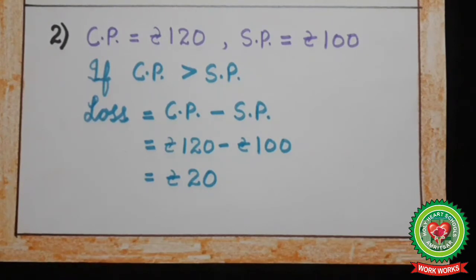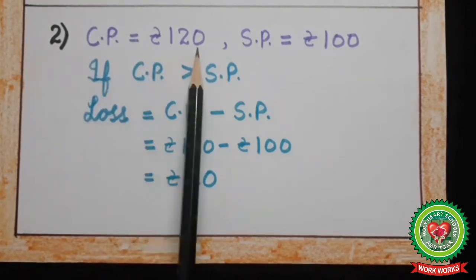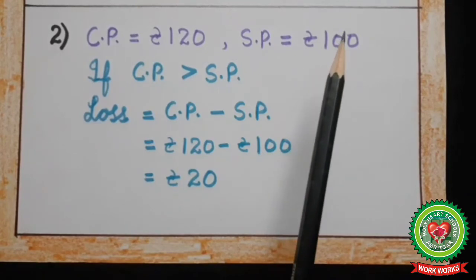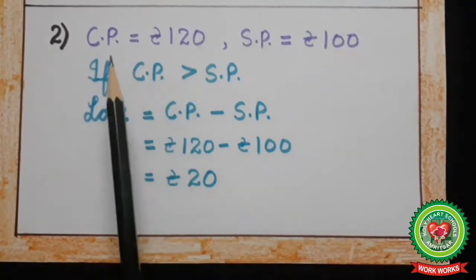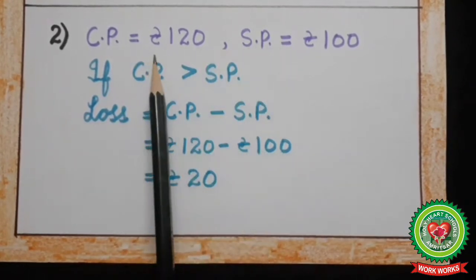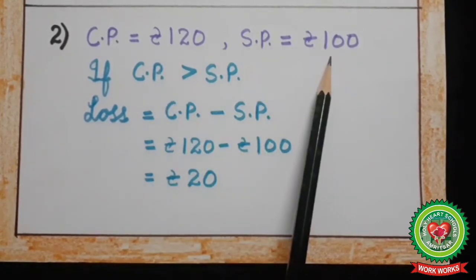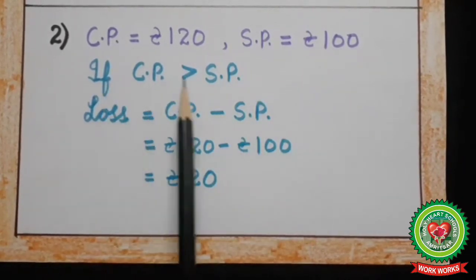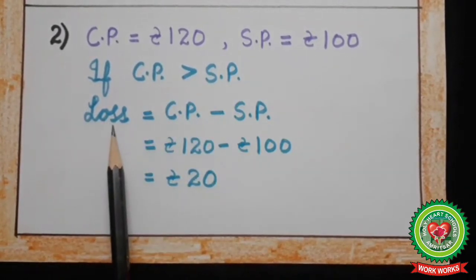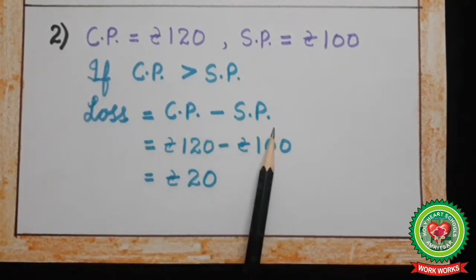Now let's move towards one more example. Here CP is equal to rupees 120, SP is equal to rupees 100. We need to find profit or loss. The first step is to compare CP and SP. On comparing, we have got CP is greater than SP. So write down, if CP is greater than SP, it is loss. So write down the loss formula. Loss is equal to CP minus SP.